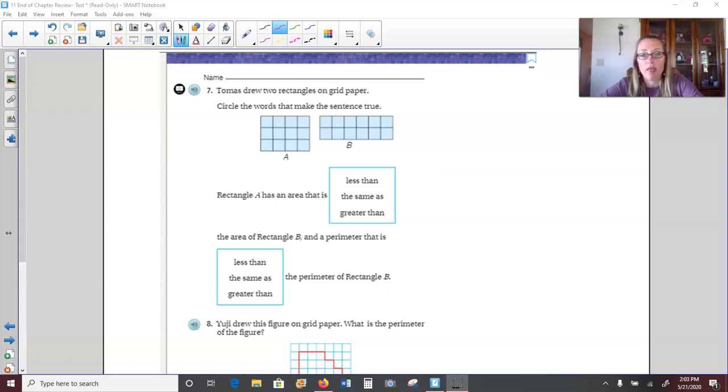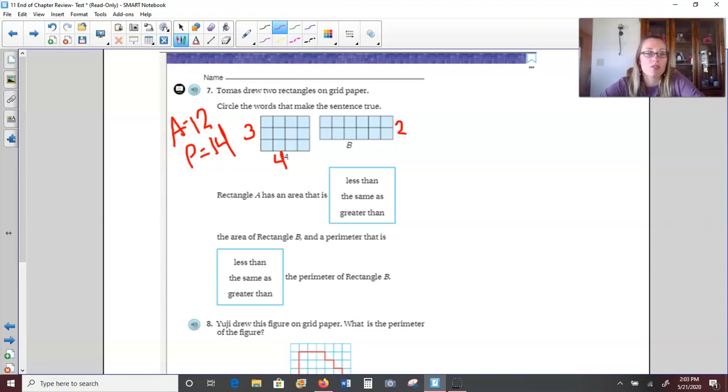So let's start with A. 3 units on the side, 4 on the bottom. So the area would be length times width, which equals 12. And perimeter, the distance around. 3 plus 4 is 7, plus another 7 equals 14. Okay, so let's check out B.